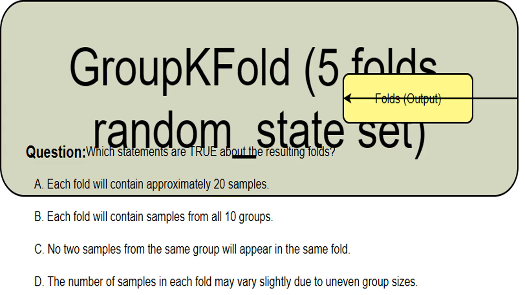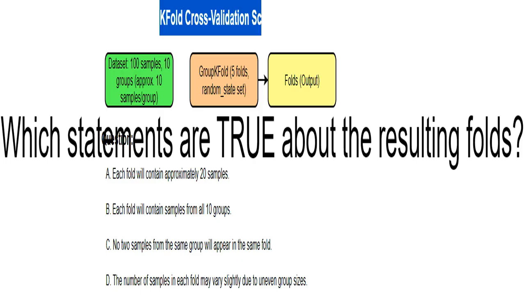GroupKFold is a special type of cross-validation that ensures all samples from the same group end up in the same fold. The random_state is set to make sure I get the same results every time I run it, for reproducibility. This is the central question. I need to evaluate several statements about how GroupKFold has partitioned my data to figure out which ones are true.